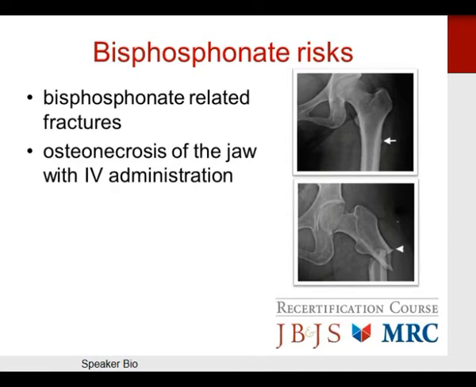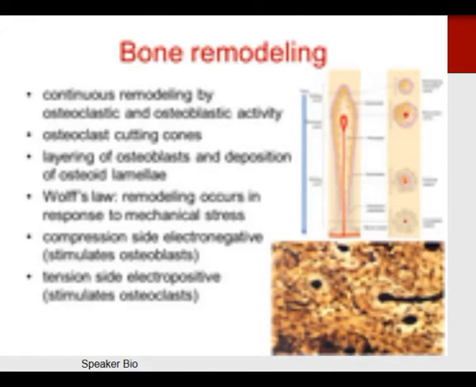Risks of bisphosphonates have been well documented. I think the most important one for us to recognize is the related fractures that you see. Here you see a subtrochanteric femur fracture from bisphosphonate use. And some patients who have been on chronic bisphosphonates will develop this type of fracture pattern. IV administration of bisphosphonates has been associated with osteonecrosis of the jaw.